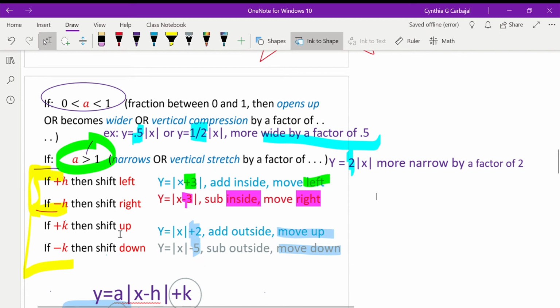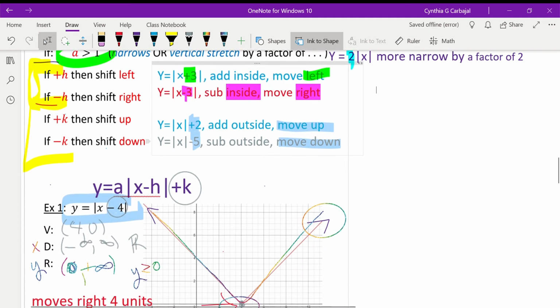If you have an addition or a plus outside of it, that's referred to as k, the number outside of it on the right. If you have a plus, it's going to move it up. If you have a minus, it's going to move it down by that many units, whatever the number is. And we'll see some examples to help you out.